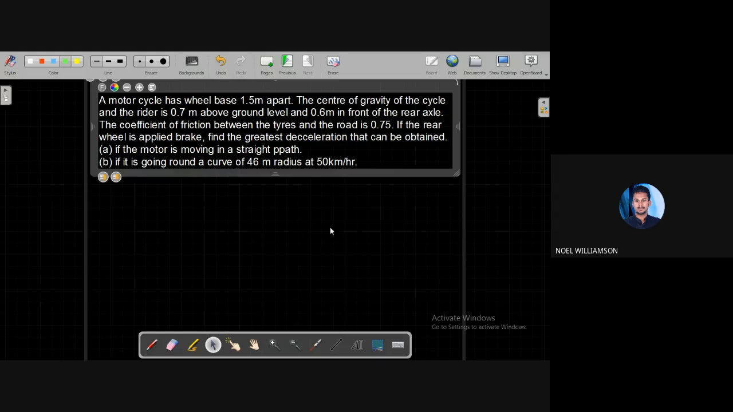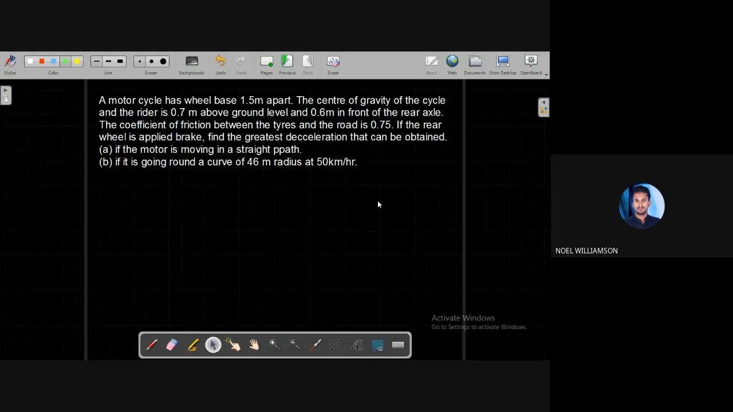Okay, wheelbase. What is a wheelbase? Distance between the two wheels, right? The distance between the front and the back wheel. That is given as b equal to 1.5 meter. Okay.